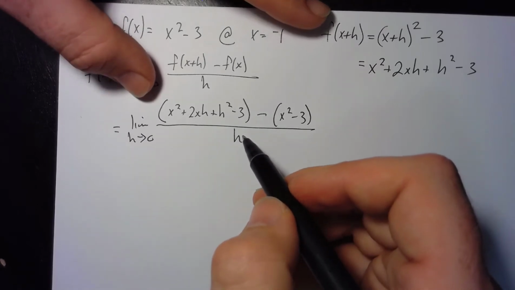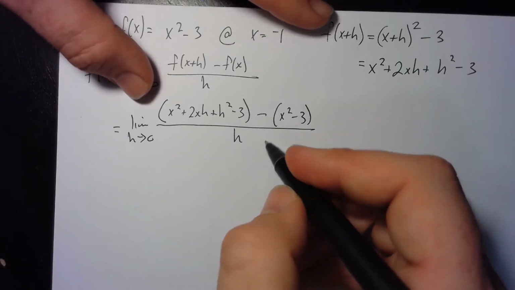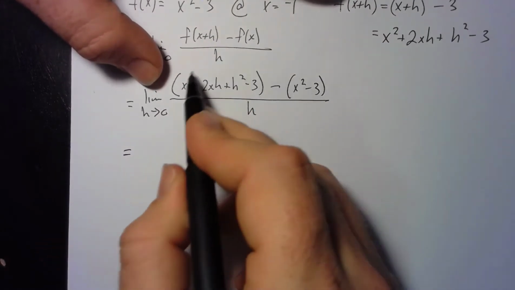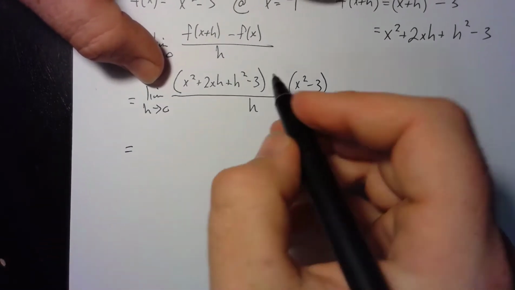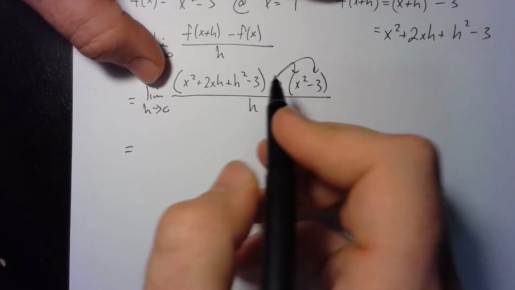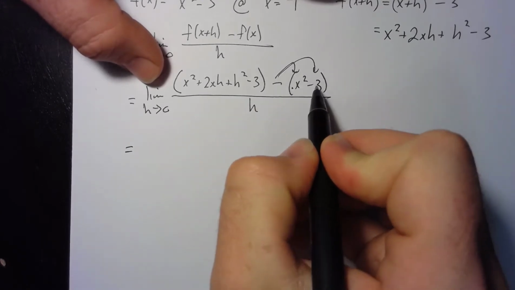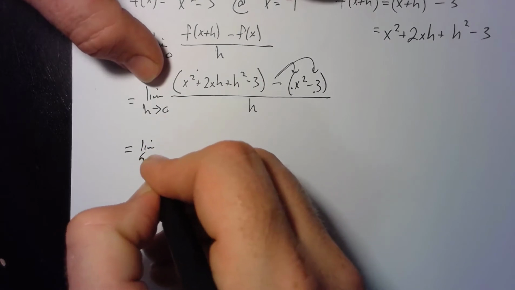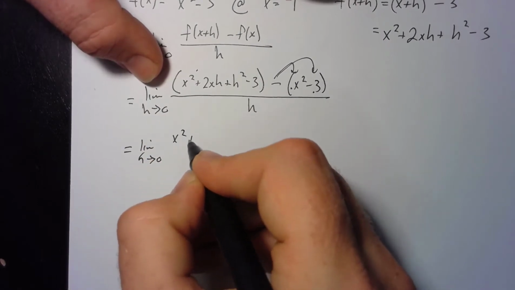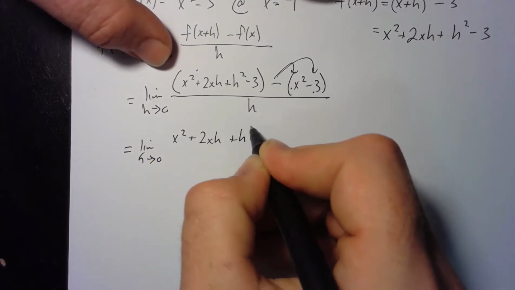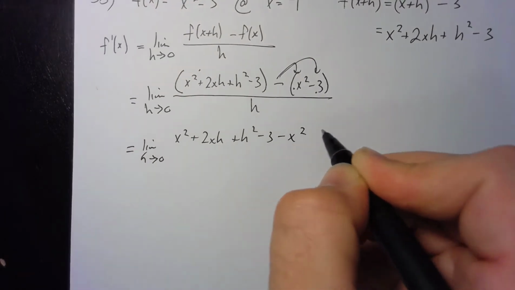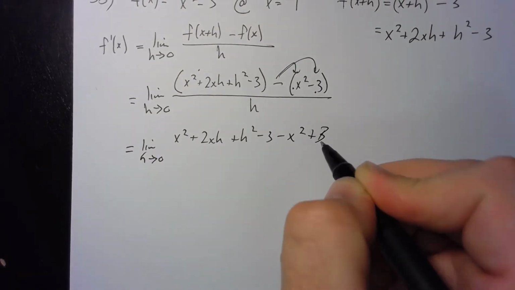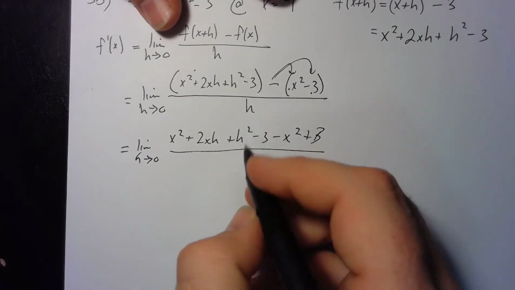So all the work we've been doing up until this point has been simply preparing us to, number one, simplify the interior function. I will distribute the negative, providing a negative x squared and a positive 3, which will cancel out the positive x squared. So this is the limit as h approaches 0 of x squared plus 2xh plus h squared minus 3 minus x squared plus 3. This is going to be divided by h.